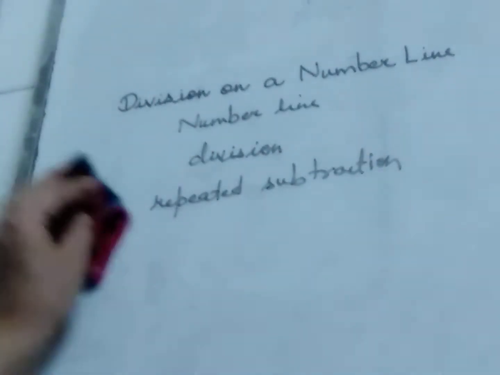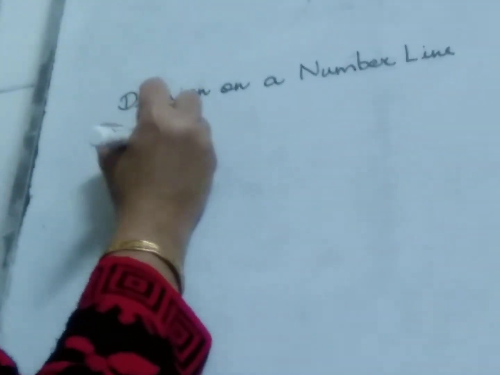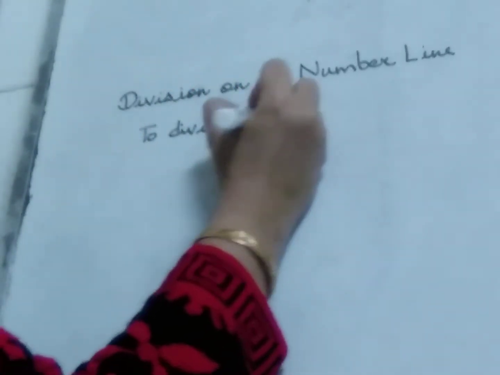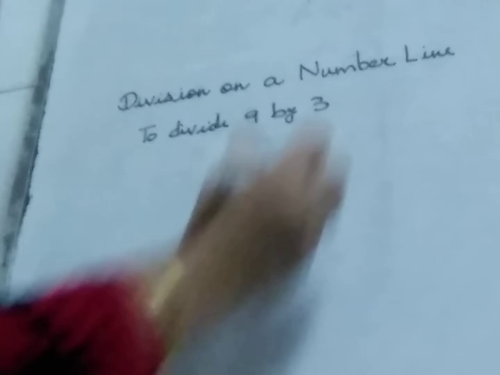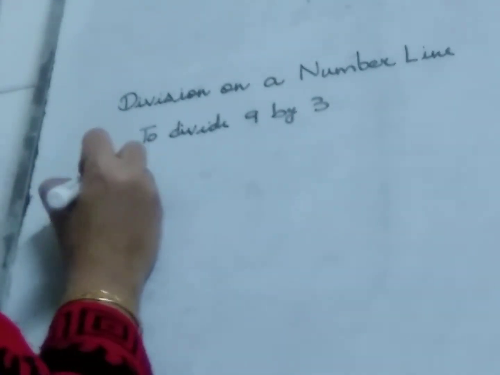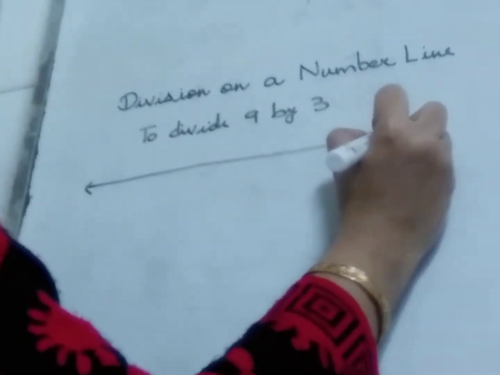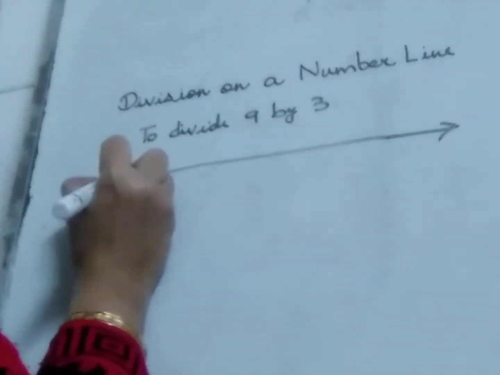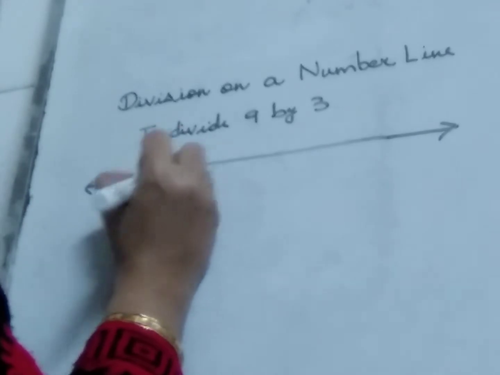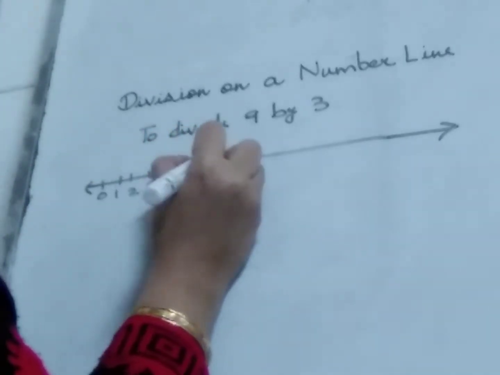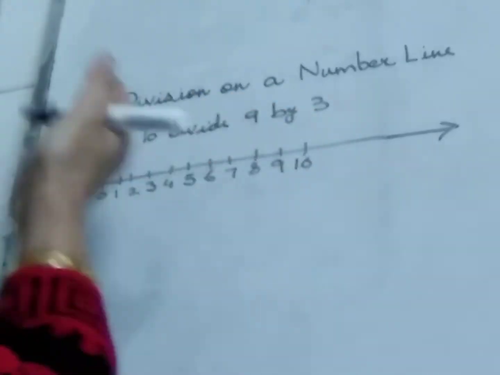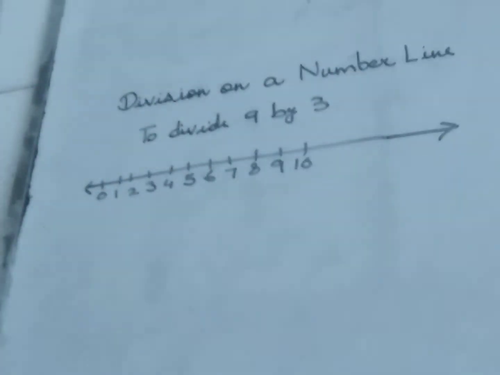For example, you have to divide 9 by 3 on a number line. So first of all, make a number line here. Here is 0, 1, 2, 3, 4, 5, 6, 7, 8, 9, 10. As you have to divide 9 by 3, so just stop at 9.